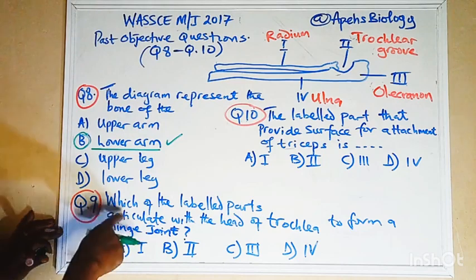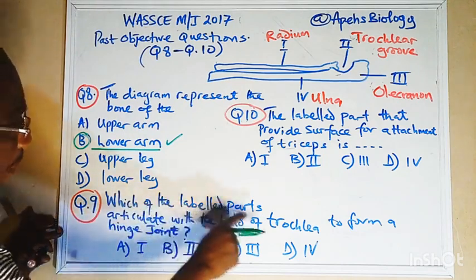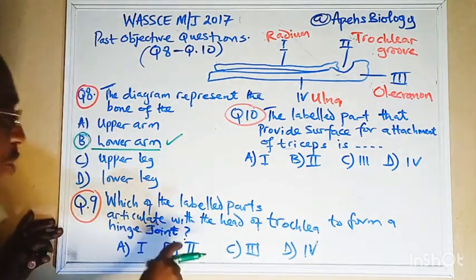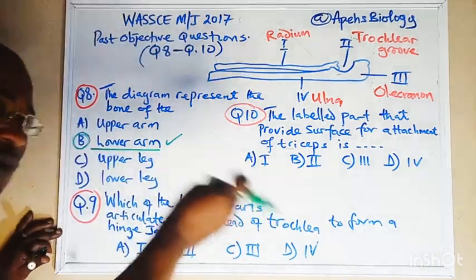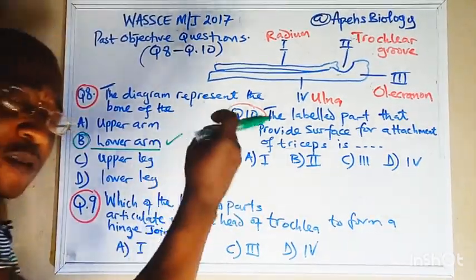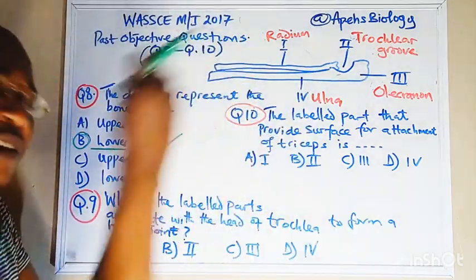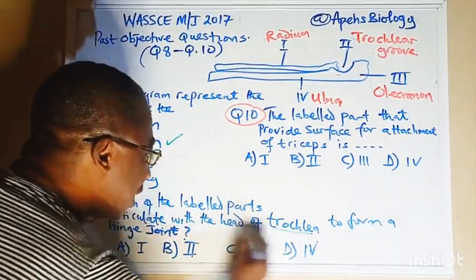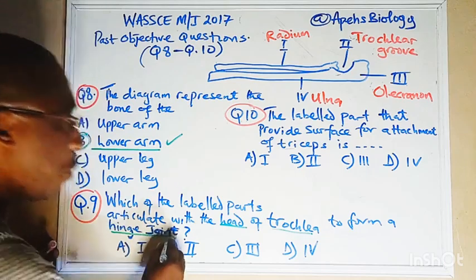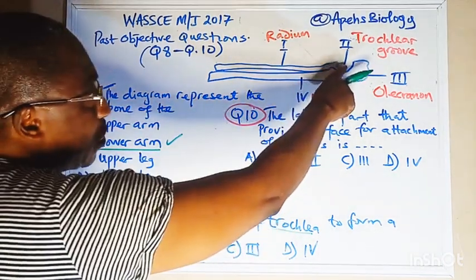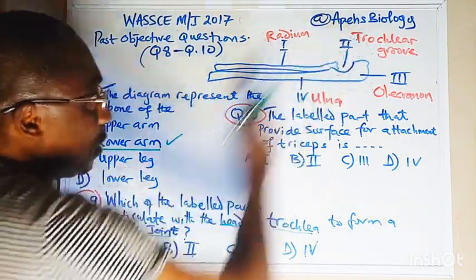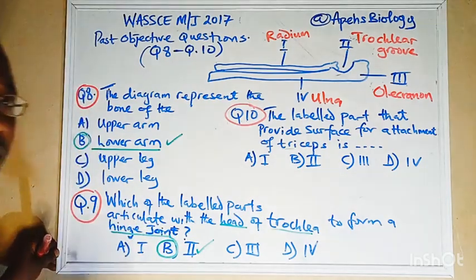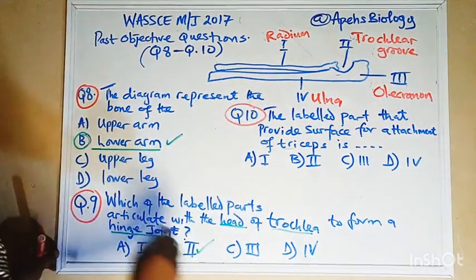Then question 9. Which of the labeled parts articulate with the head of the trochlear to form a hinge joint? The word articulate here is not about grammar or speech. It has to do with movement. Which part allows for movement with the head of the trochlear to form a hinge joint? Definitely the part that articulates is the trochlear groove, labeled as number 2. So our answer is B.